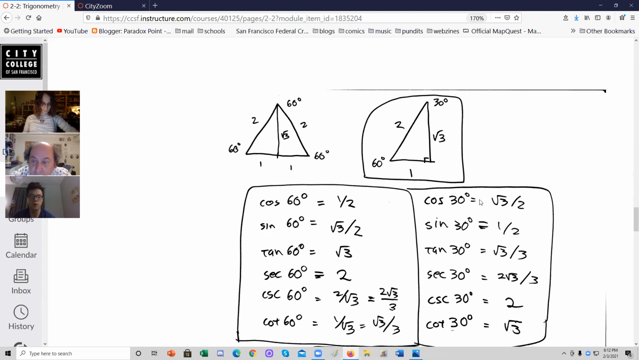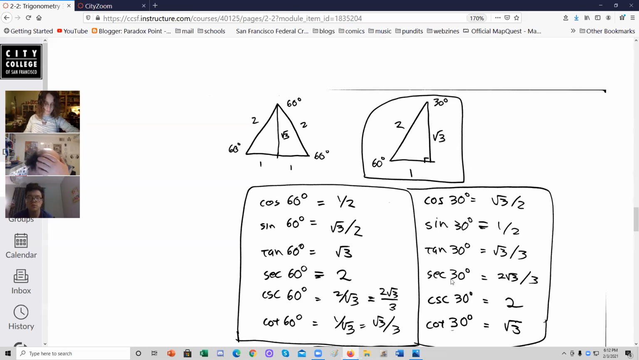Now, if you read out cosine, cosine is adjacent to 30 degrees over 2, root 3 over 2. So cos 30 equals sine 60. Sine 30 is opposite the 30-degree angle over hypotenuse, 1 over 2. And here you can see that sine 30 equals cosine 60. These two are equal, and these two are equal. Tangent 30 is opposite over adjacent, 30 degrees. 1 over root 3, that's root 3 over 3. That equals cotangent of 60. Tan 30 is cotangent 60.